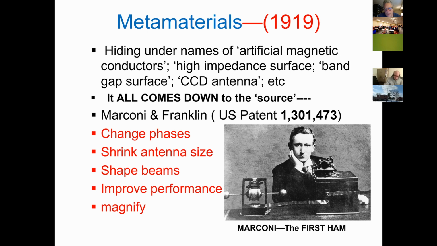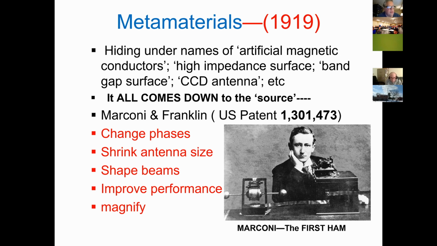They published a patent, and I'll show it to you in just a second, that did some very interesting things with reflectors and so on, and is a precursor to what we now know as the full collection of things that metamaterials can do, which are things like change phases, shrink antenna sizes, shape power patterns, improve performance, act as lenses and magnify, and a variety of other things which normally aren't of interest, particularly to folks doing antennas and RF. Okay, but Marconi was there first.